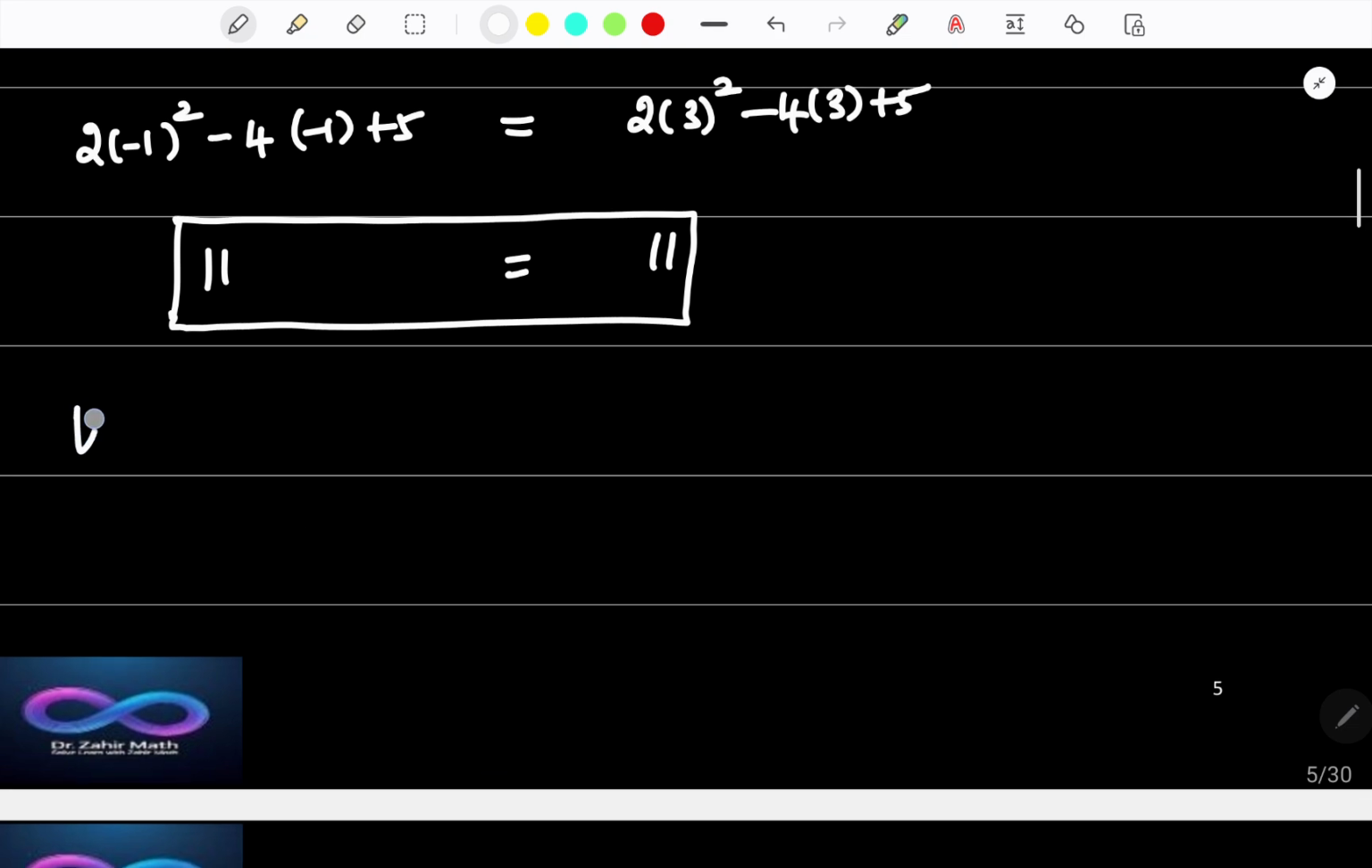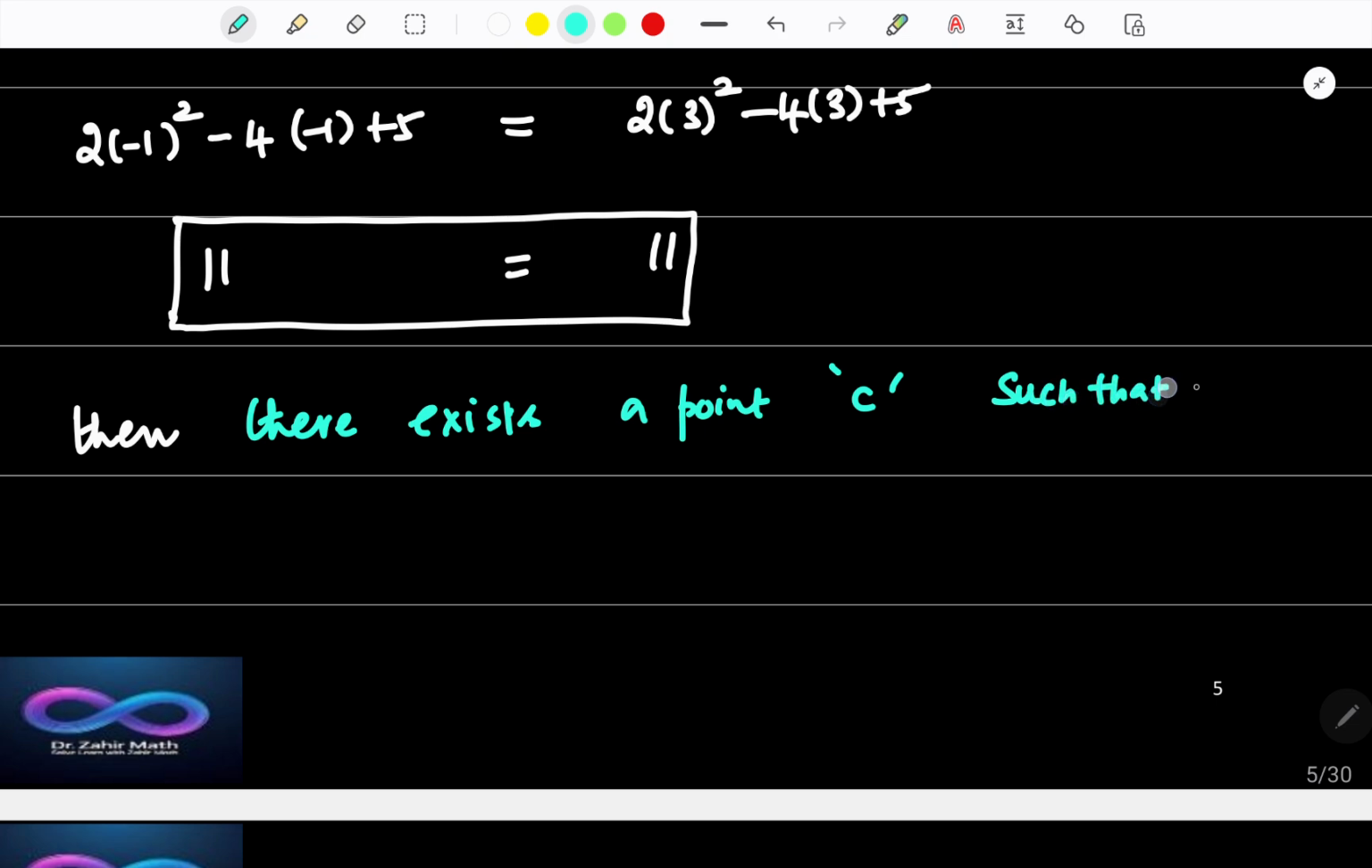If it is like that, then there exists a point c such that f dash of x is equal to 0. But actually in the theorem it is given f dash of c equal to 0. So first of all we need f dash of x.